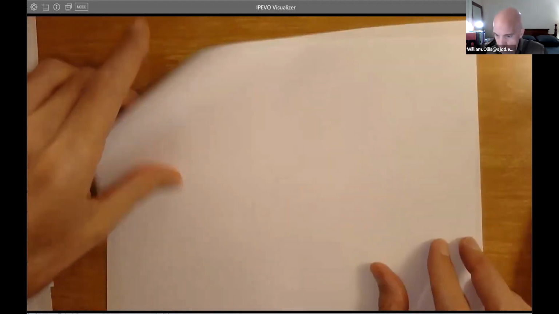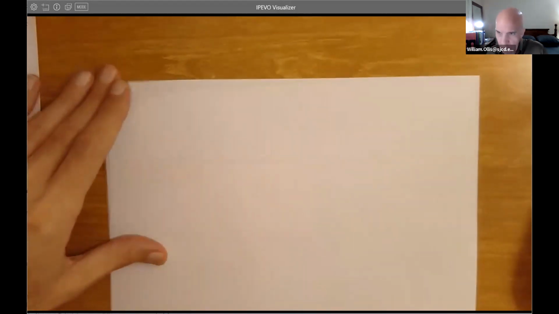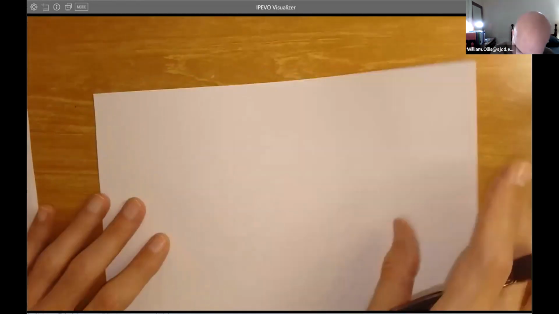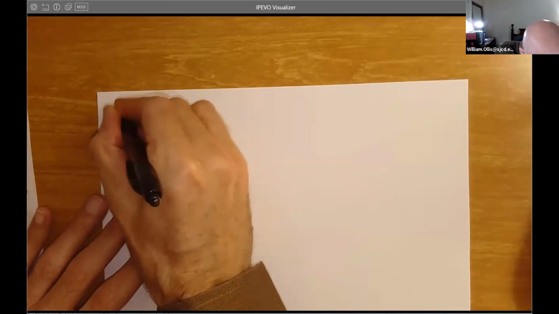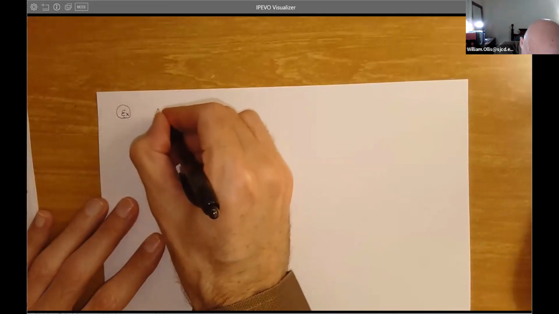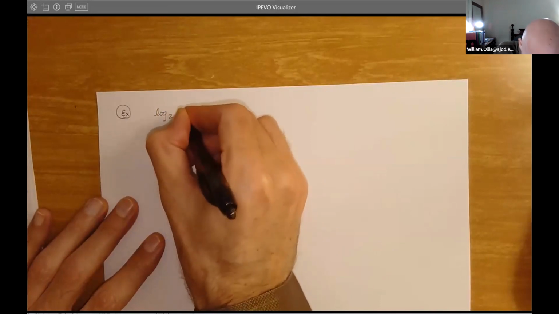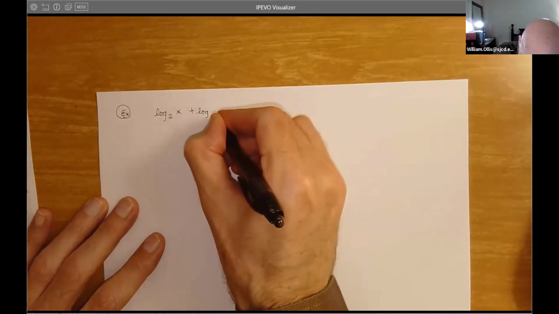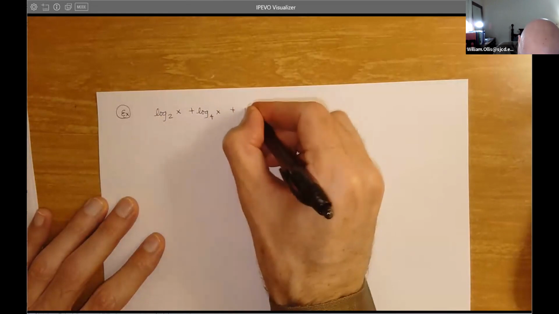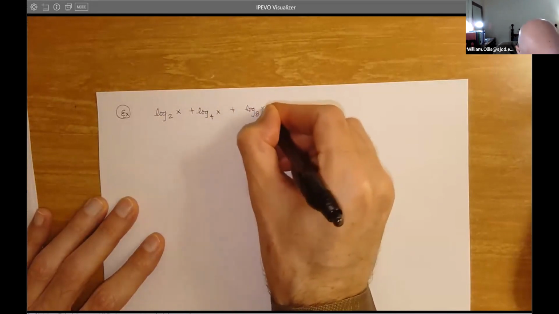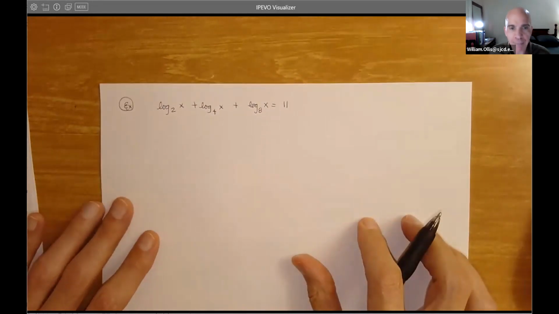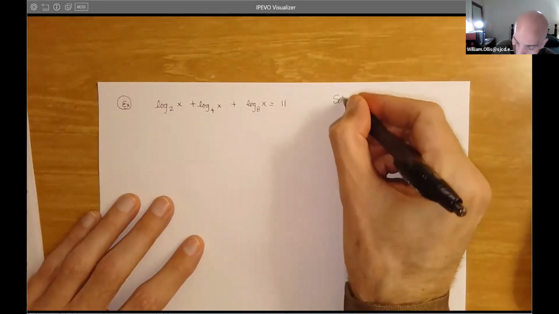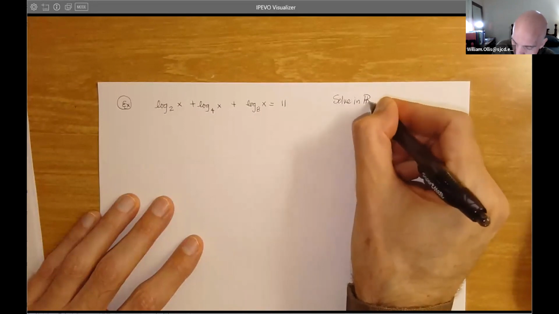I just wanted to write down one other problem to finish up. Here's our last equation from the logs and exponents. So we have log base 2 of x plus log base 4 of x plus log base 8 of x equals 11. So we want to solve in R. And this makes a nice closing problem.